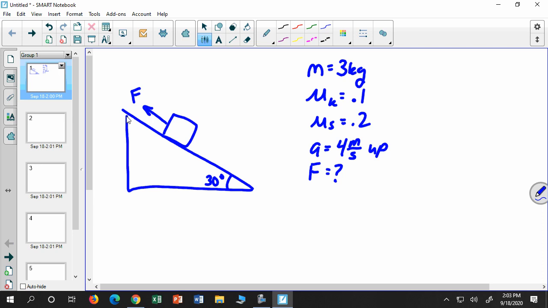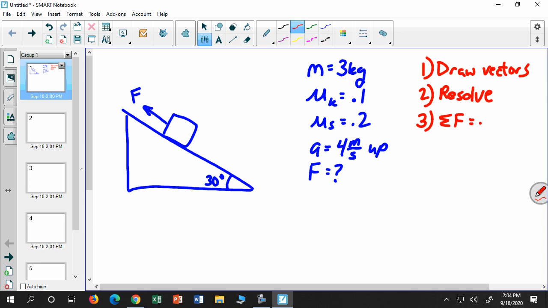As we're working with Newton's laws, there are several steps that you follow. Let me just outline those. These steps are always going to be the same. First, you'll draw your vectors. Second, you will resolve your vectors. If you're in 2 dimensions, you'll always have to resolve them into their x and y components. Third, you'll apply Newton's second law, that the sum of the forces is equal to the mass times the acceleration. And fourth, you'll solve the equations.